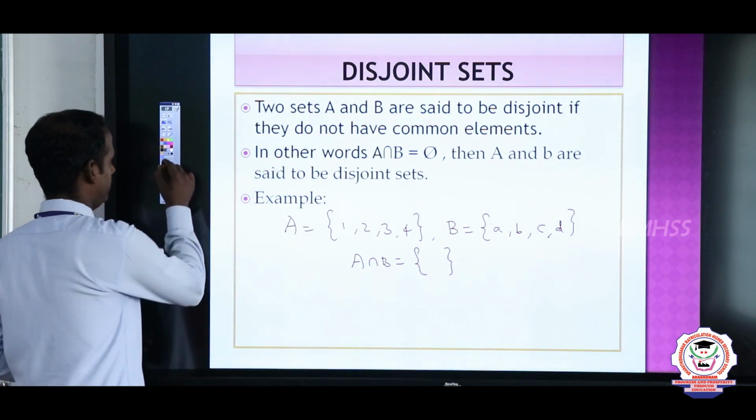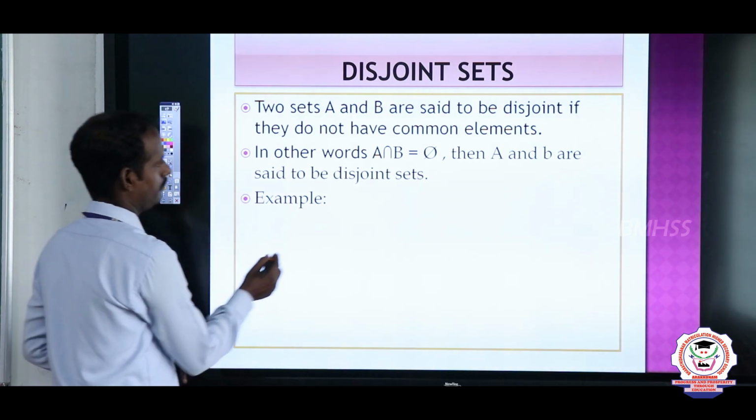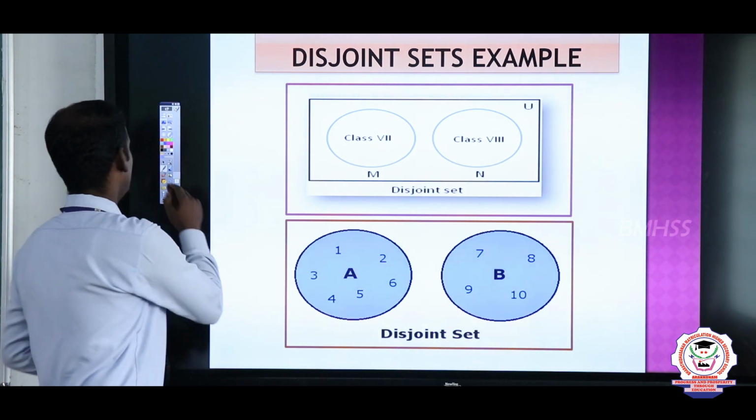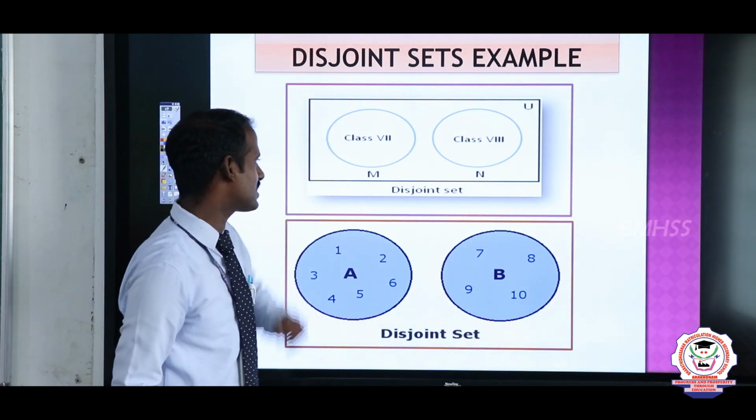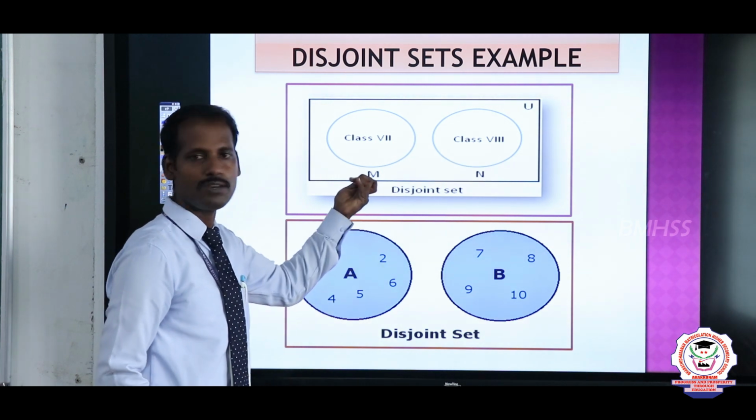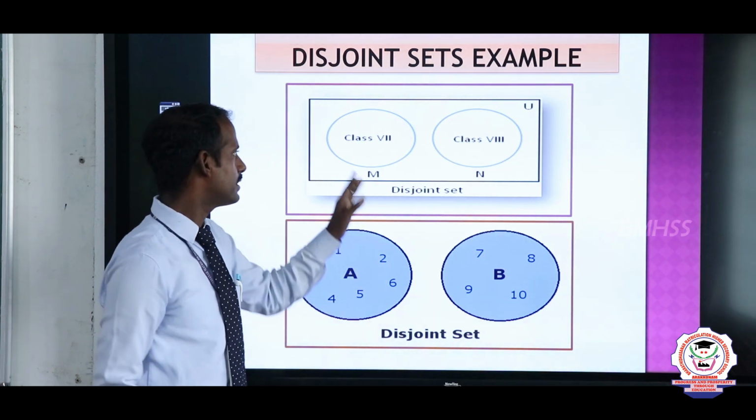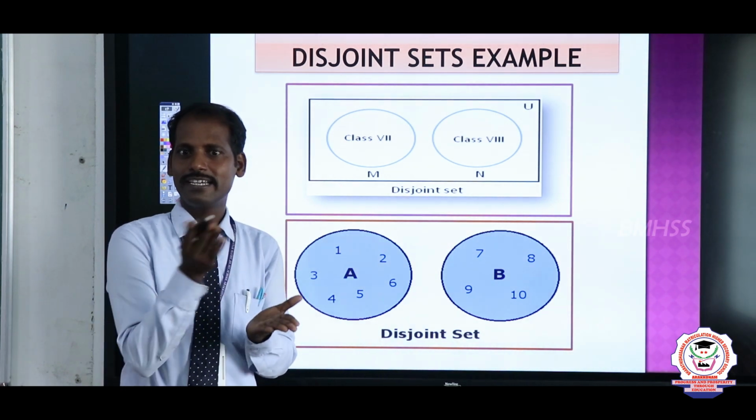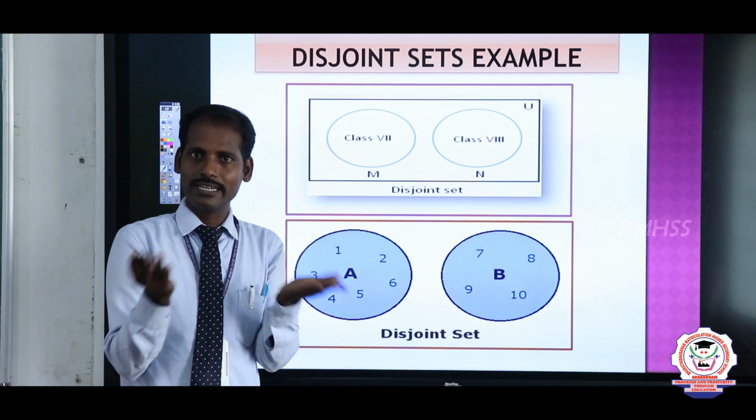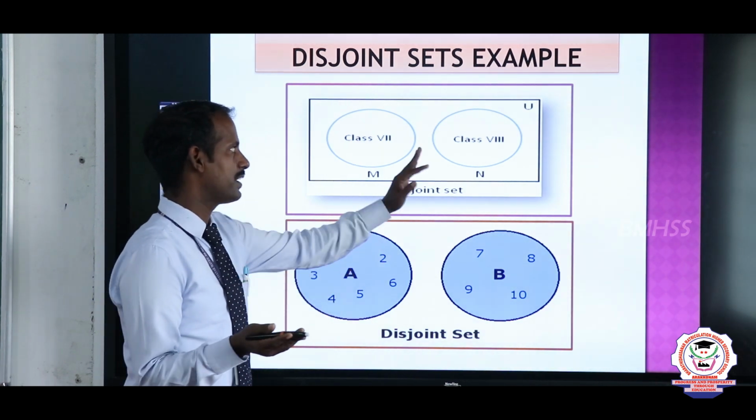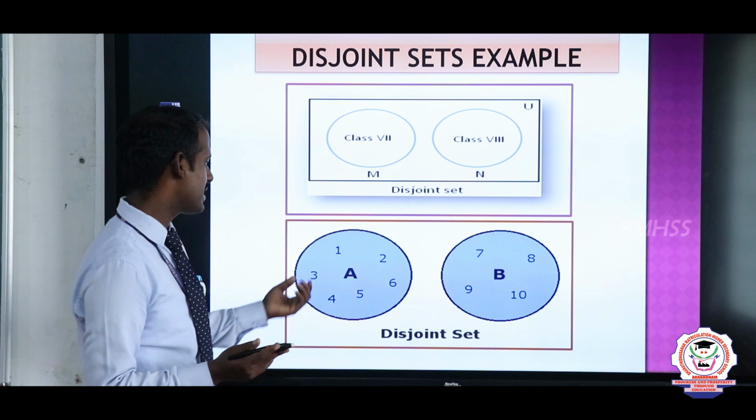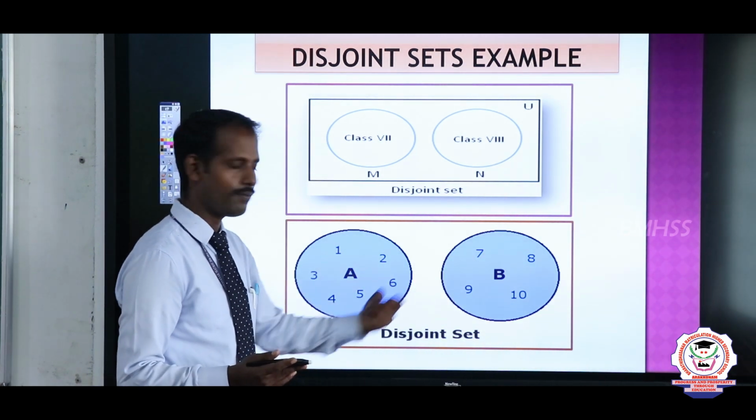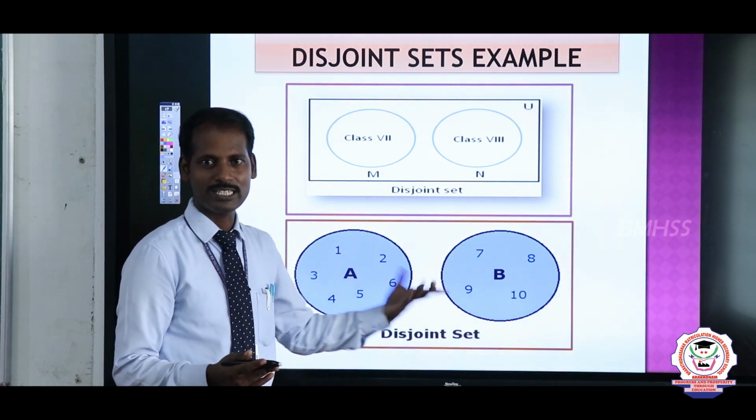Next, disjoint set examples. Here class 7th standard and class 8th standard: M is one set, N is another set. Here in 7th standard and 8th standard classes, no elements are common because the age is different and the studies are also different. So it is a disjoint set. Another example, A set is 1, 2, 3, 4, 5, 6, B set is 7, 8, 9, 10. No elements are common, so it is also a disjoint set.